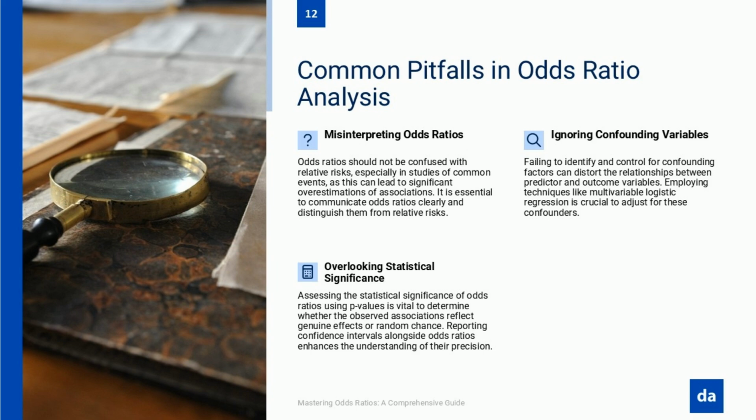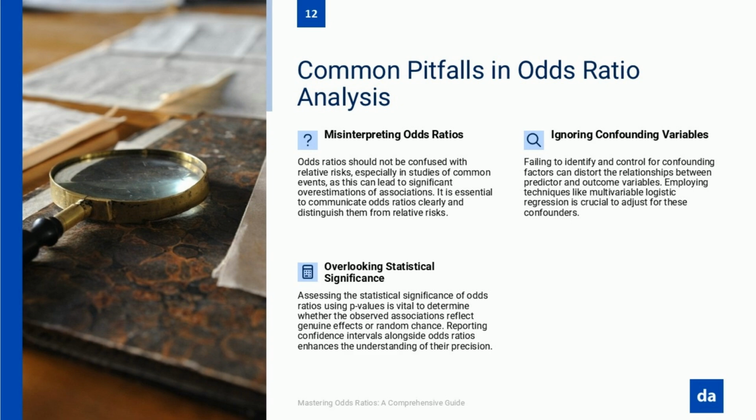Case control designs are particularly prone to selection bias, which can distort the calculated odds ratios. For example, if cases, individuals with the outcome of interest, are more likely to recall or report certain exposures than controls, this recall bias can lead to an overestimation of the odds ratio.